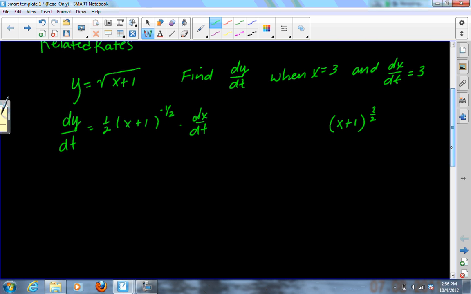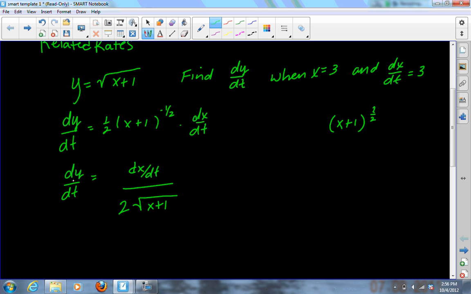Just to give you a good review of exponent rules, 1/2 power means square root, negative means put this in the bottom. So dx dt is still up here in the top, but there's a 2 in the bottom and a square root of x plus 1. Again, 1/2 power is square root, negative means put that in the bottom. The 2 here was already in the bottom. dx dt is up here on top.